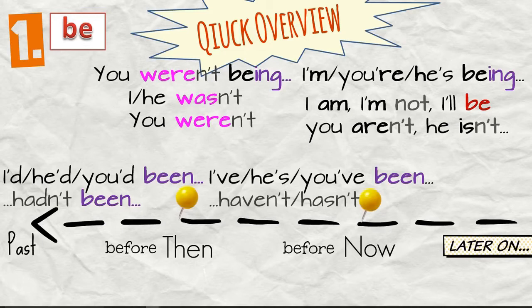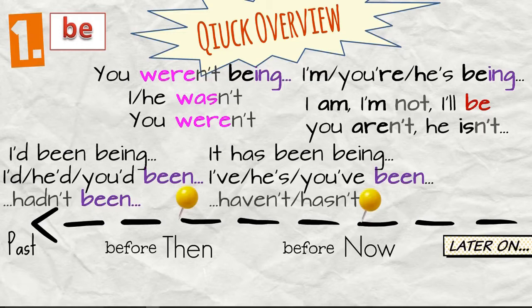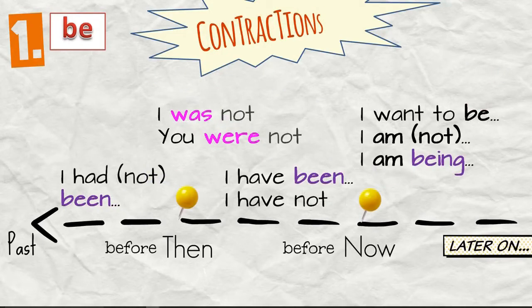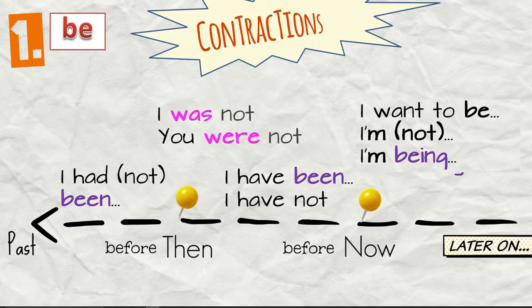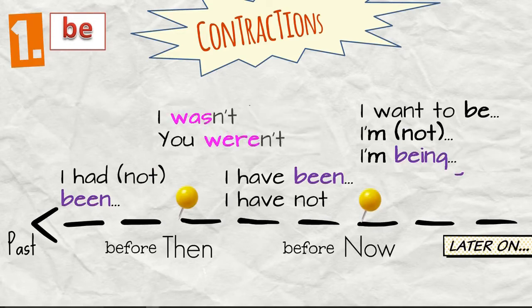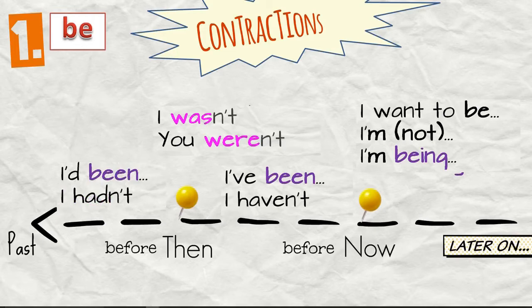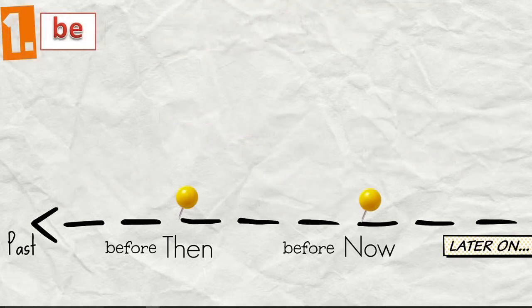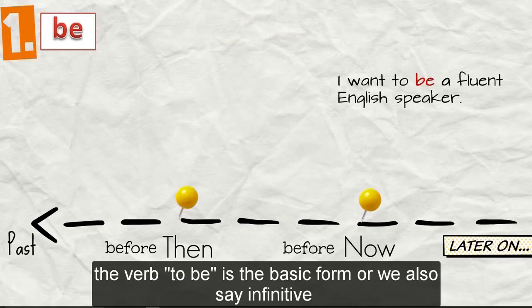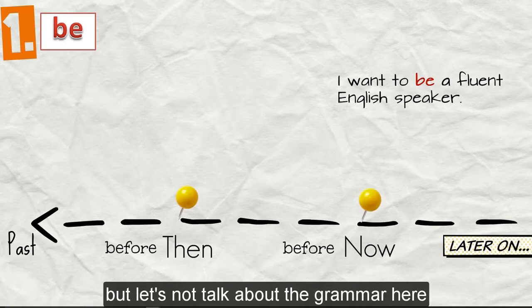We also have the form, for example, we say it has been being or I'd been being, but these are not very common. Still, we have to mention them here. Very important are contractions. So I am is I'm, or the negative I was not, you were not, it's I wasn't, you weren't, or I have been, I've been, I had been, I'd been. I want to be a fluent English speaker, so the verb to be is the basic form, or we also say infinitive, but let's not talk about the grammar here.